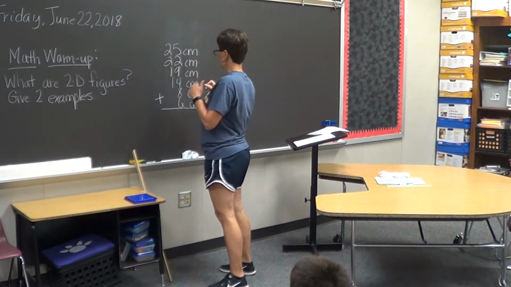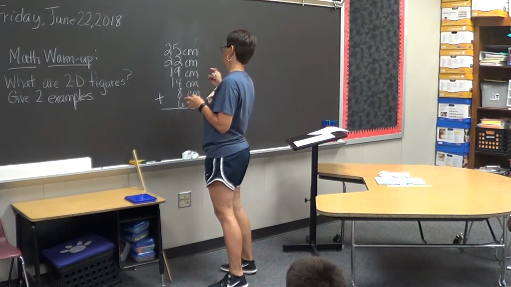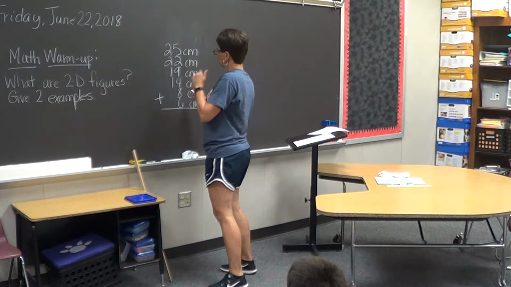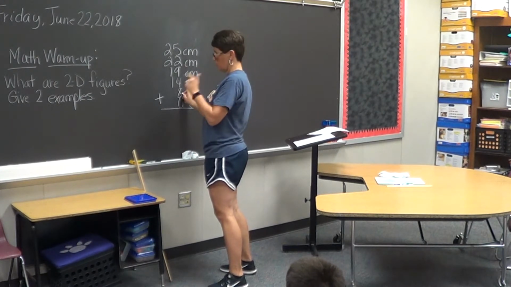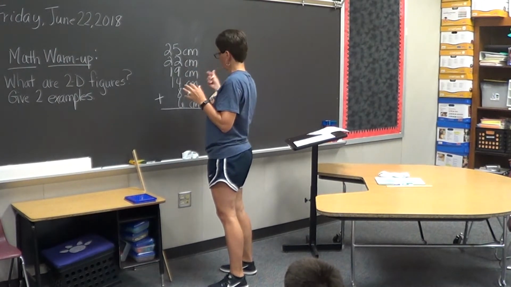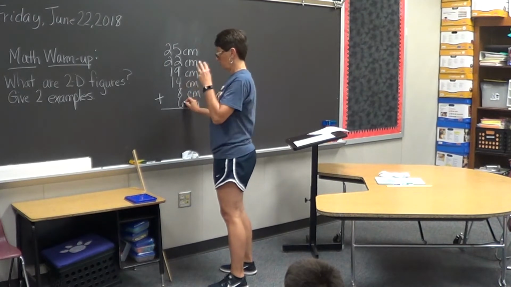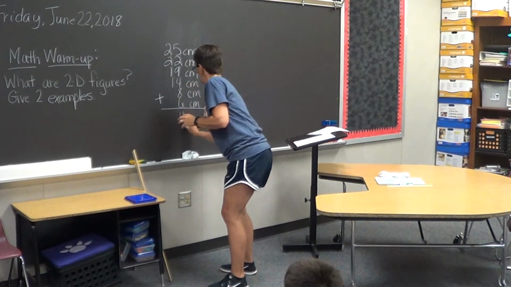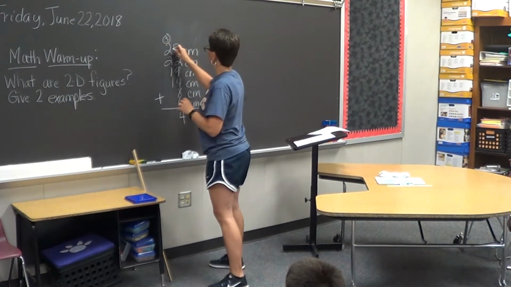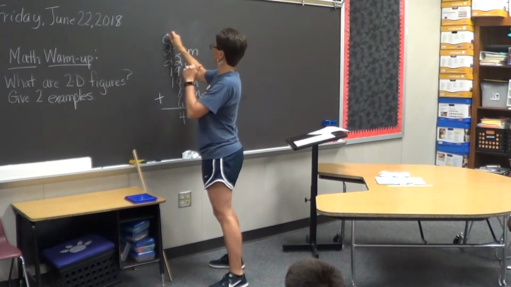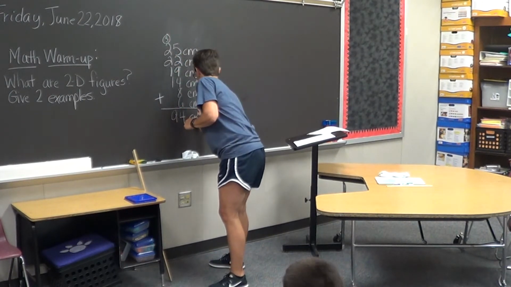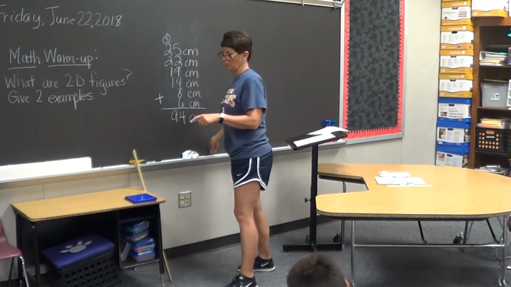7, 8, 9, 10, 11, 12, 13, 14, 15, 16, 17, 18, 19, 20, 21, 22, 23, 24, 25, 26, 27, 28, 29, 30, 31, 32, 33, 34. All right, carry the 3 in the tens. 2, 3, 4, 5, 6, 7, 8, 9. 94 centimeters is the perimeter.